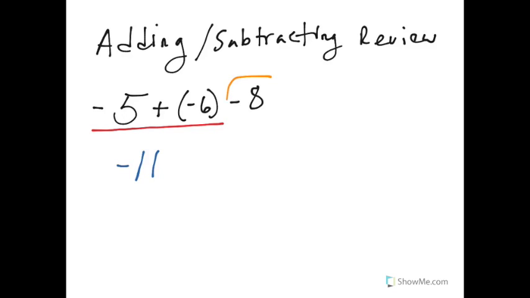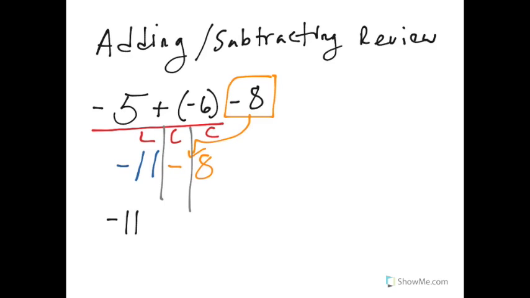And we're just going to take this -8 here and drop it down. So now we have a new problem. It says -11 minus 8, and we can apply the leave change method. We will leave the -11, change the minus to a plus, and change the +8 to a -8. So now we have -11 plus -8. The signs are the same, so we add.